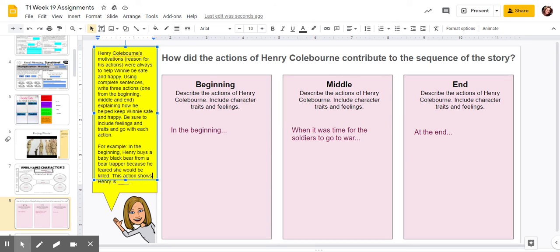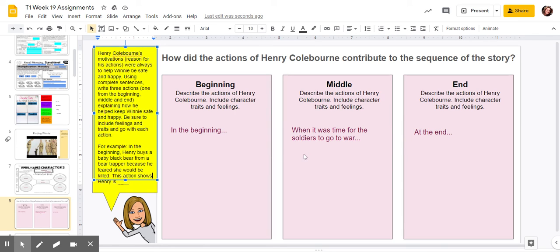What happened in the middle? I gave you a hint. When it was time for the soldiers to go to war, what was his action? What did he do for Winnie? And then what action does he do at the end?